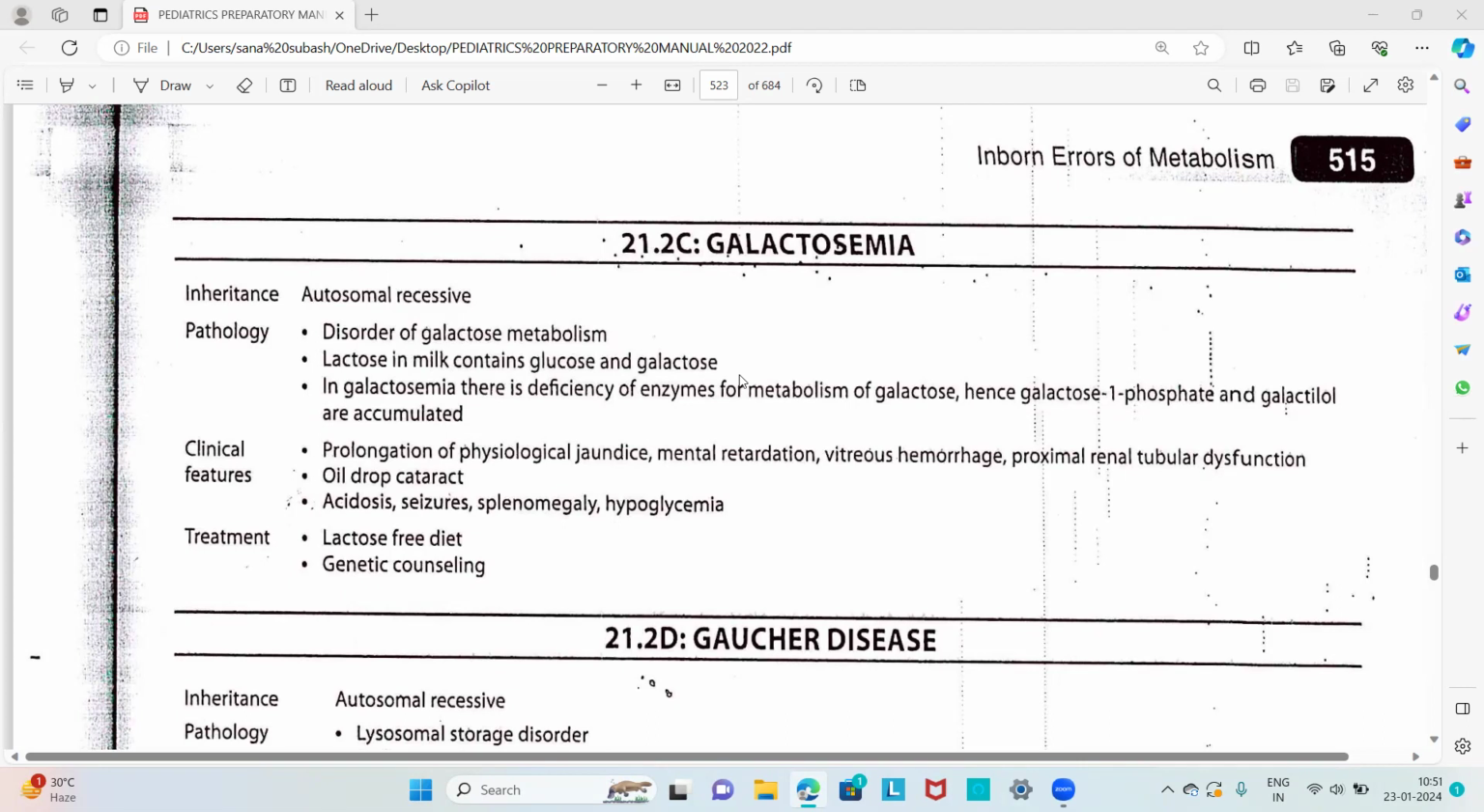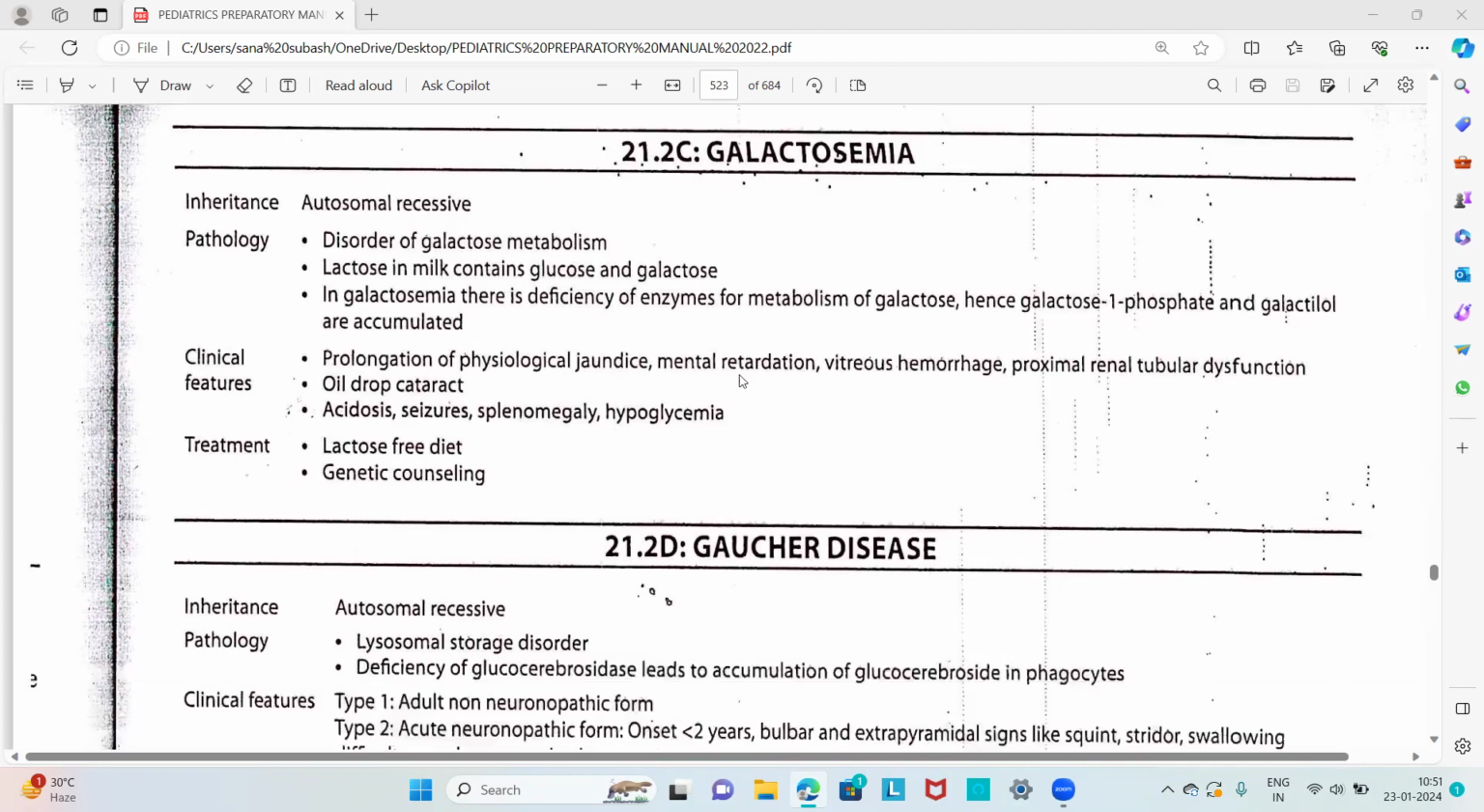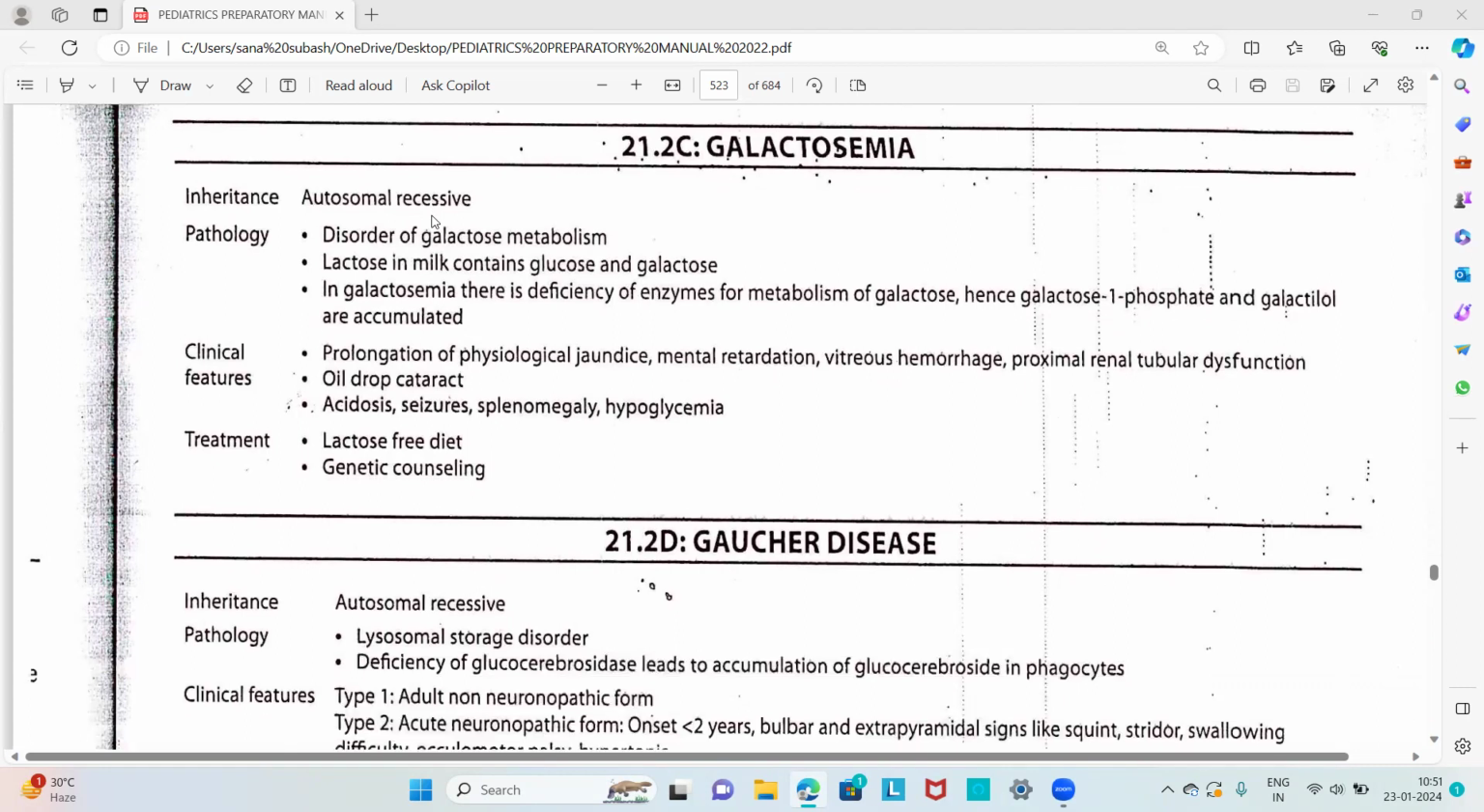That is because of deficiency of galactose 1 phosphate uridine transferase. That is the most important 1 mark question also. It is an autosomal recessive condition.